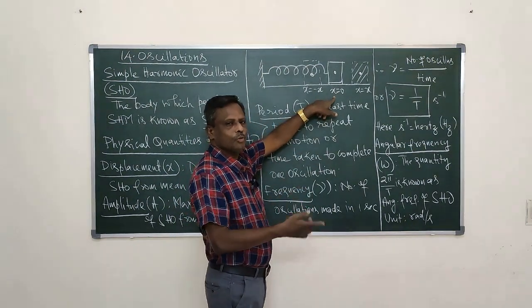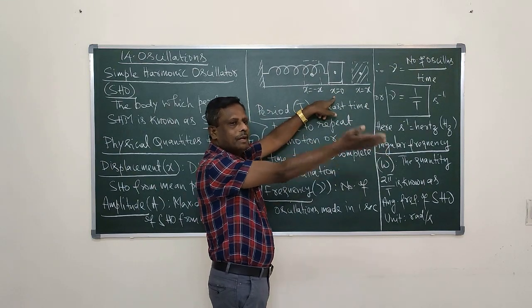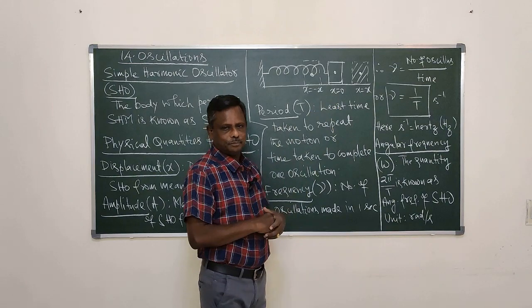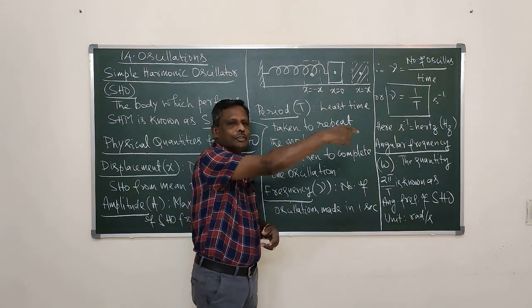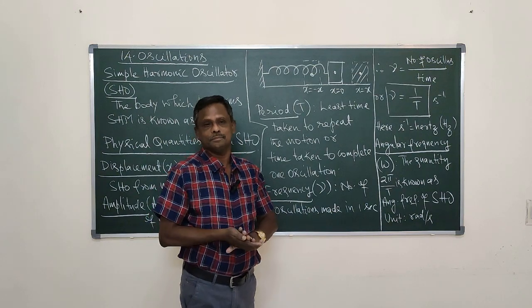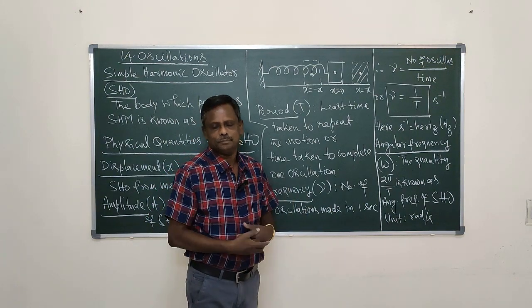Starting from, say, x equals 0, it goes to plus a, comes back to 0, goes to minus a, and comes back to 0. That is one oscillation. So what is the total distance traveled? 4a. What is the total displacement? 0. Again, I can come back to the same place.